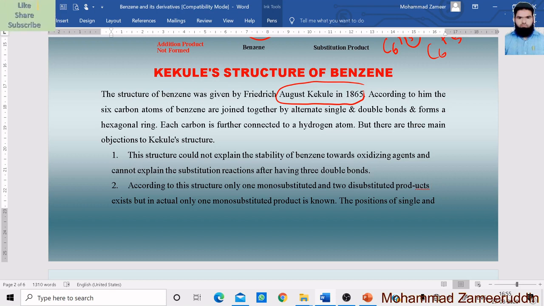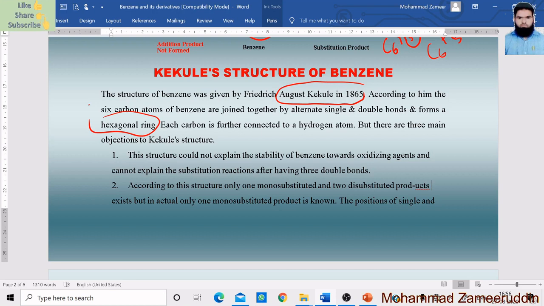The 6 carbon atoms are connected with each other in alternate single and double bonds, and they form a hexagonal ring. Now each carbon is further connected to a hydrogen atom, but there are three main objections to the Kekule's structure.